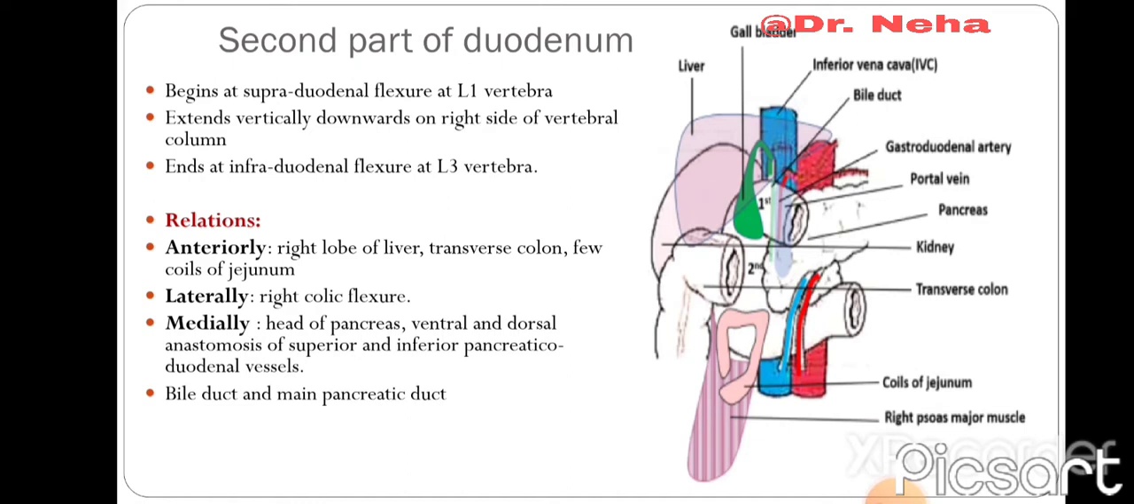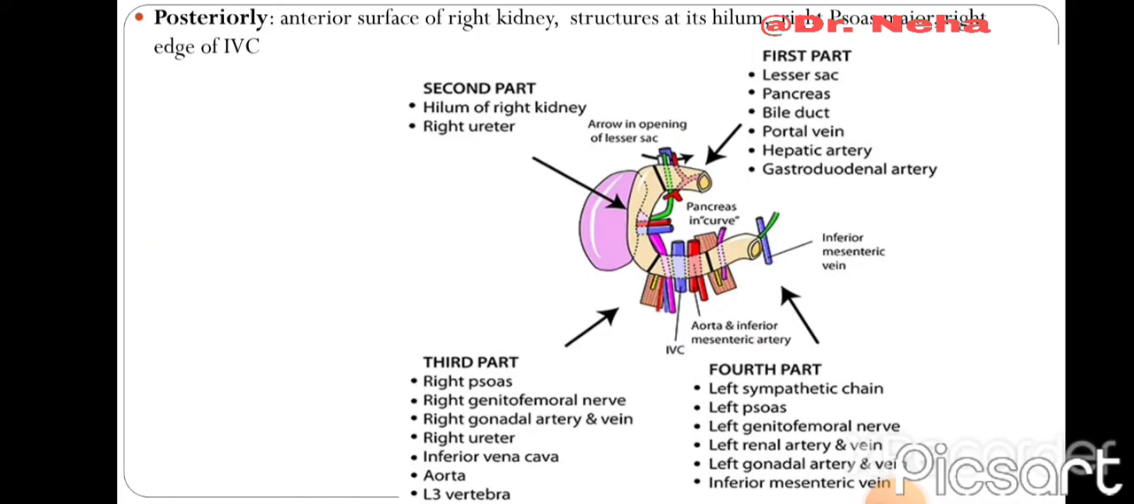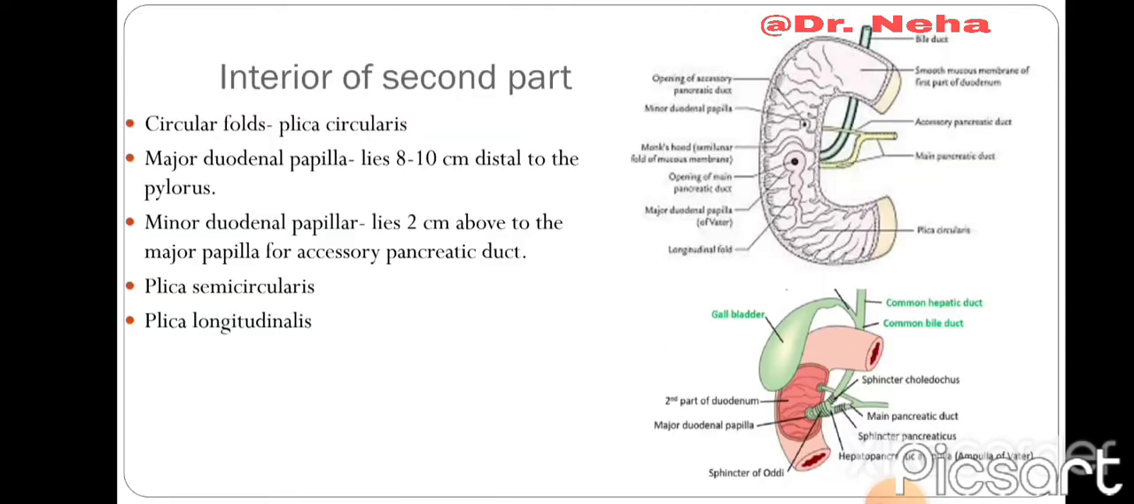Laterally it is related to the right colic flexure. Medially it has a relation with the head of the pancreas, the ventral and dorsal anastomosis of the superior and inferior pancreaticoduodenal vessels, the bile duct and the main pancreatic duct. Now the posterior relations. On the posterior side, as we can see, it is related to the hilum of the kidney, that is the anterior surface of the right kidney, structures at the hilum, right psoas major and the right edge of the inferior vena cava.